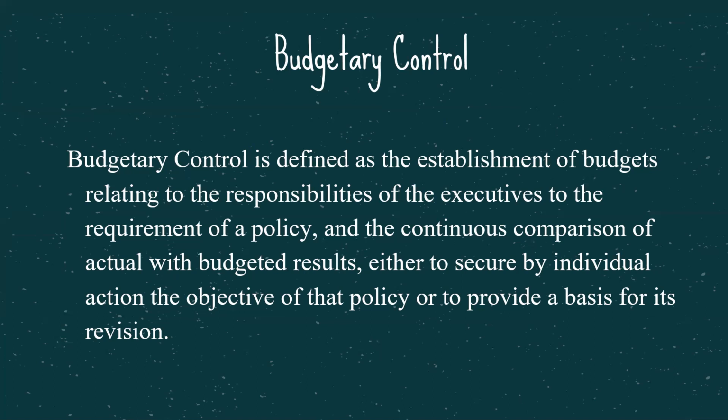So let's look at it. Budgetary control is defined as the establishment of budgets relating to the responsibilities of the executives to the requirement of a policy. I know it sounds complicated, but it's important to know that it's a continuous comparison of the actual and budgeted results, so actual results against the budgeted ones, either to secure by individual action the objective of the policy, or to provide a basis for revision. If you don't know where you stand, how will you make changes or revise? And we don't want shocks or surprises at the end of the year, right? Or at the end of 6 months.